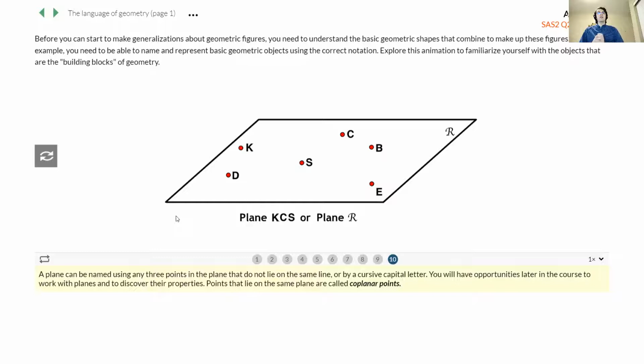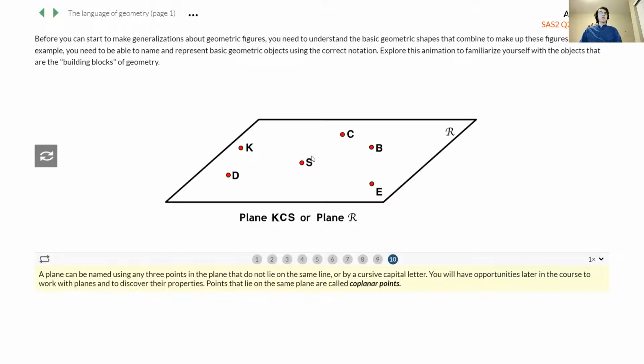Just like with a line, if it does not have a letter already named for it, I have to choose a name for it. So we could also call this plane R. And I get to pick the letter if I want to. But if it doesn't have a letter, I have to pick it myself. I can't just call it K or whatever.